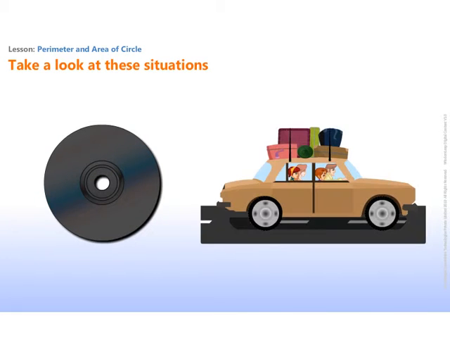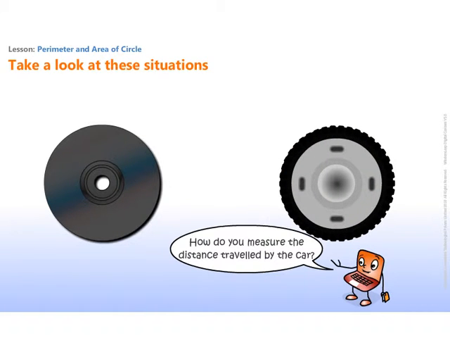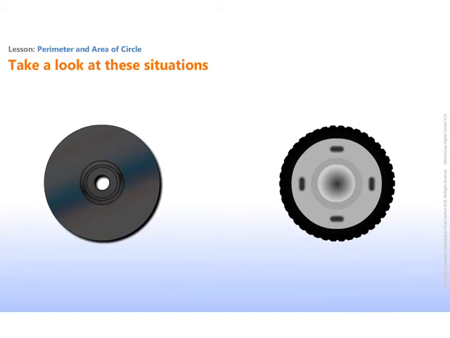Now, take a look at the car. All cars have the same shape and size of their tires. How do you measure the distance traveled by the car? The distance traveled by the car depends on the length of its outer surface and the number of rotations made by the wheel.